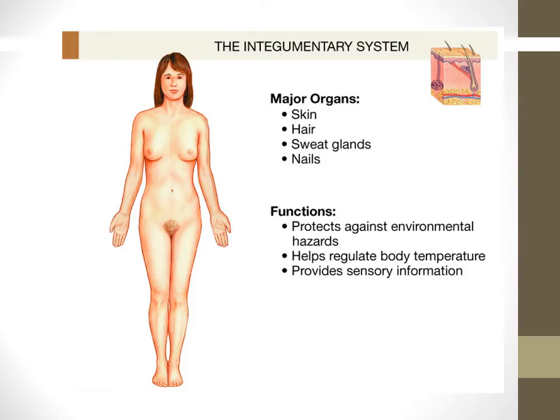The first one is the integumentary system, which comprises the major organs, which are the skin, the hair, the sweat gland, and the nails, as we have seen in this diagram. Their function is to protect against environmental hazards, help regulate body temperature, and provide sensory information. This integumentary system will be discussed in detail as we move on in this anatomy, and it will be dealt with in the actual 200 level anatomy.